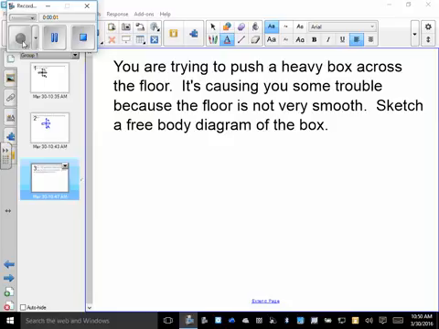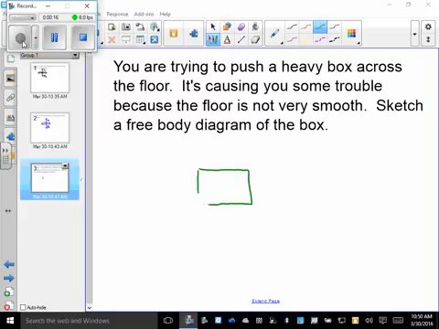You are trying to push a heavy box across the floor. It's causing you some trouble because the floor is not very smooth. Sketch a free body diagram of the box. So this will often happen when you're moving a fridge. So we have our box or our fridge. It's on a surface. That surface is going to be the floor.